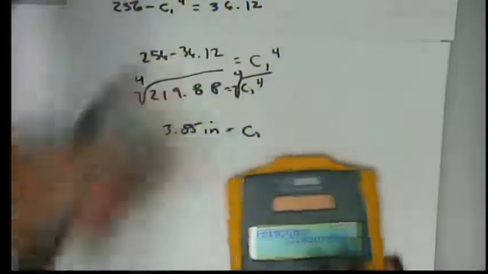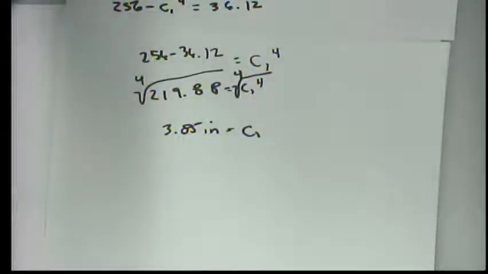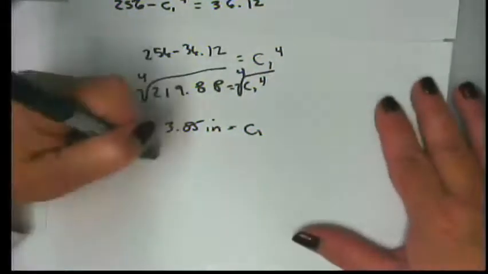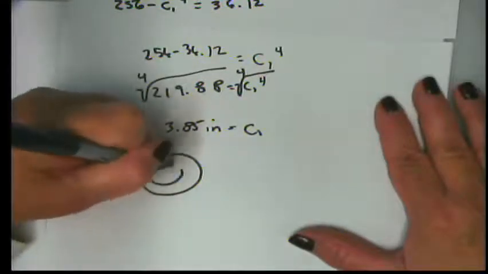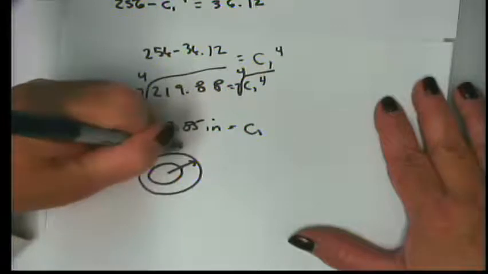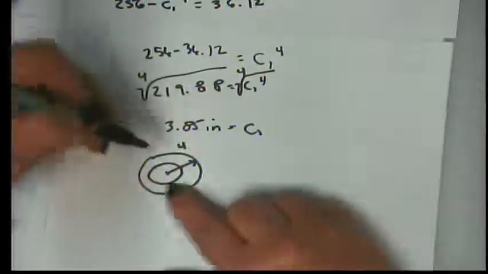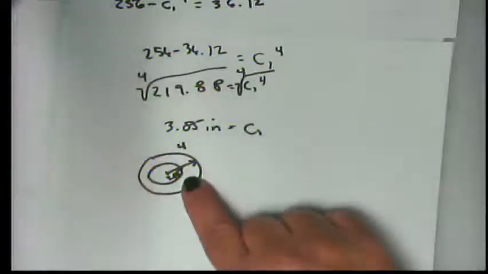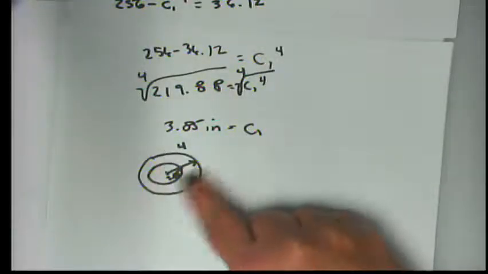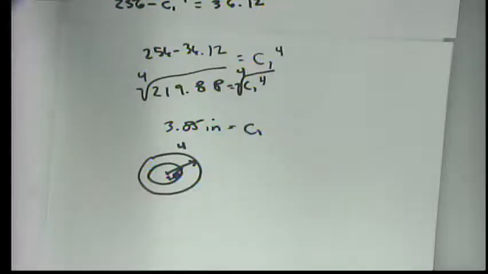And because we've kept everything in inches, that would be in inches. So therefore, what we have is a 4-inch diameter shaft, the inner radius of which is 3.85 inches. So this ring of material is actually 0.15 inches wide in order to bear that same stress. Okay. Do you guys have any questions about that?